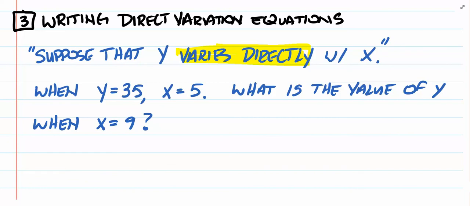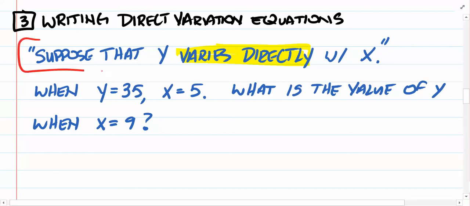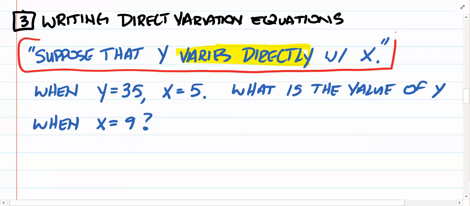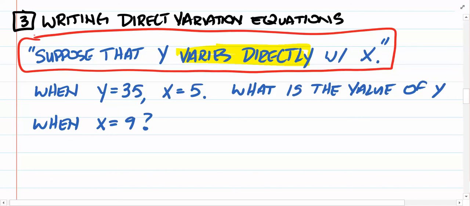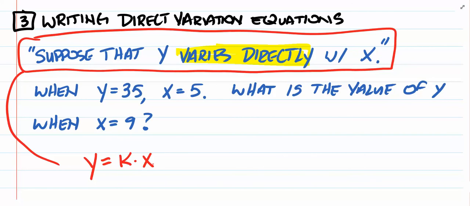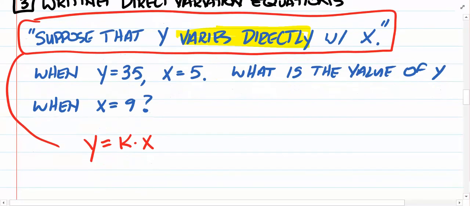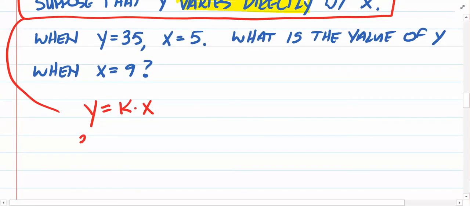It says, suppose that y varies directly with x. So whenever you see this statement, everybody, whenever you see, suppose that y varies directly with x, we can automatically write down this, y is equal to k times x. That's the definition, and that's what that statement means. Then we read on and it says that when y is equal to 35, we know that the x value is equal to 5.